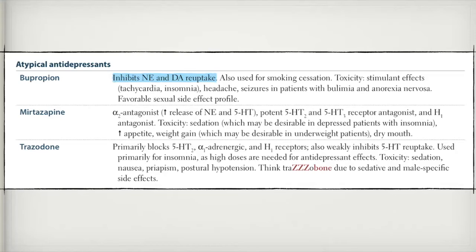Another antidepressant is mirtazapine. Mirtazapine has a side effect of sedation, which may be desirable in depressed patients who have insomnia. The patient can have increased appetite and weight gain, so it can be used especially in underweight patients who have loss of appetite and weight loss. And trazodone also has the side effect of sedation, so we can use it in patients with depression and insomnia. It has a rare but serious side effect, priapism, and the patient may have postural hypotension because of its alpha blockade effect.